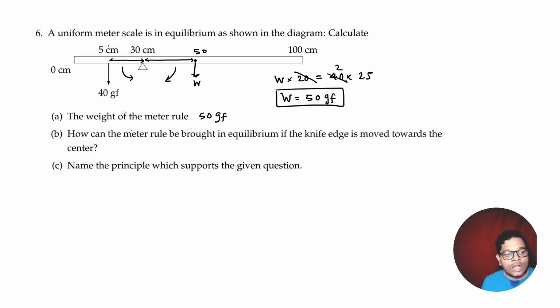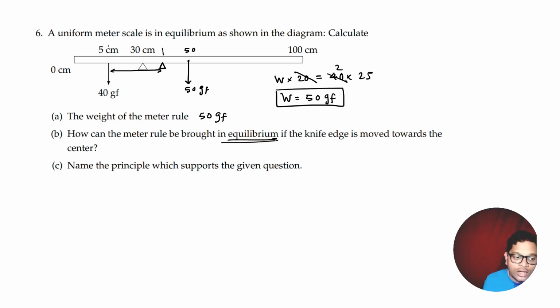The second question is, how can the meter scale be brought in equilibrium if the knife edge is moved toward the center? The weight of the scale, which is acting at 50, we have got as 50 gram force. Now if this knife edge is moved over here, you can see that instead of 30, it will be somewhere here. That means this distance will increase. That means the 40 will no longer be multiplied by 25. It will be multiplied with a bigger number. Then this will not be equal, because the anti-clockwise will be greater.